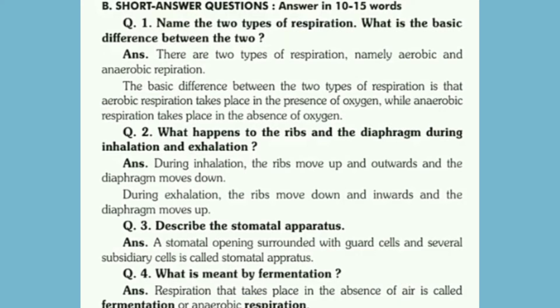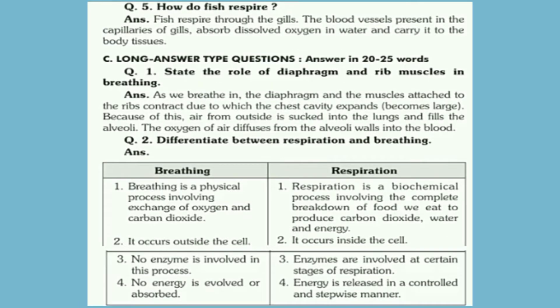Question number 4, what is meant by fermentation? So respiration that takes place in absence of air is called fermentation. Now question number 5, how do fish respire? So fish respire through gills. The blood vessels present in the capillaries of gills absorb dissolved oxygen in water and carry it to the body tissues. Now C, long answer type questions, answer in 20 to 25 words.